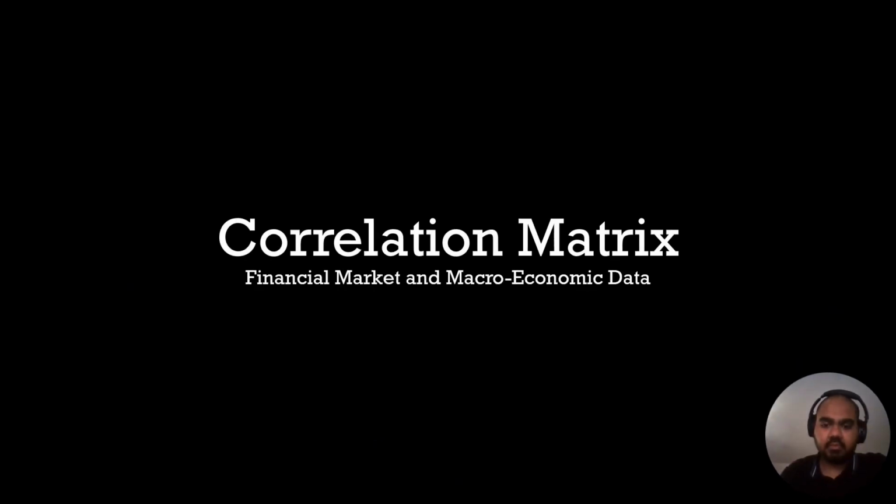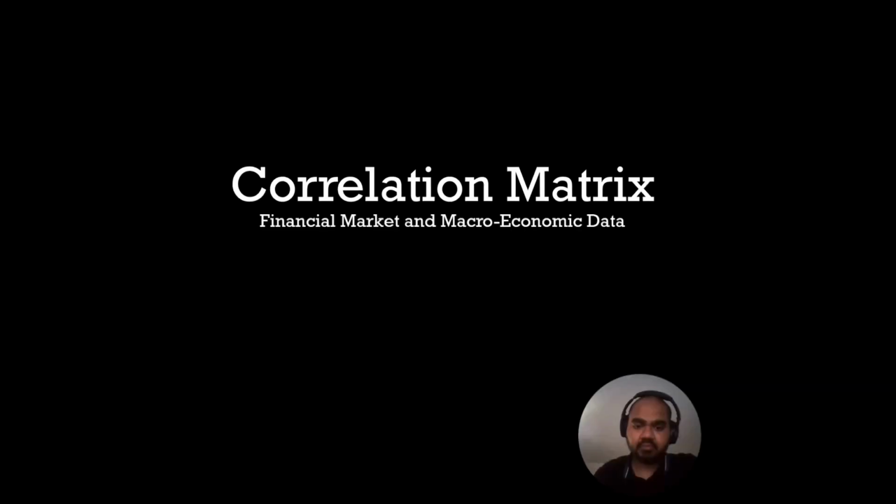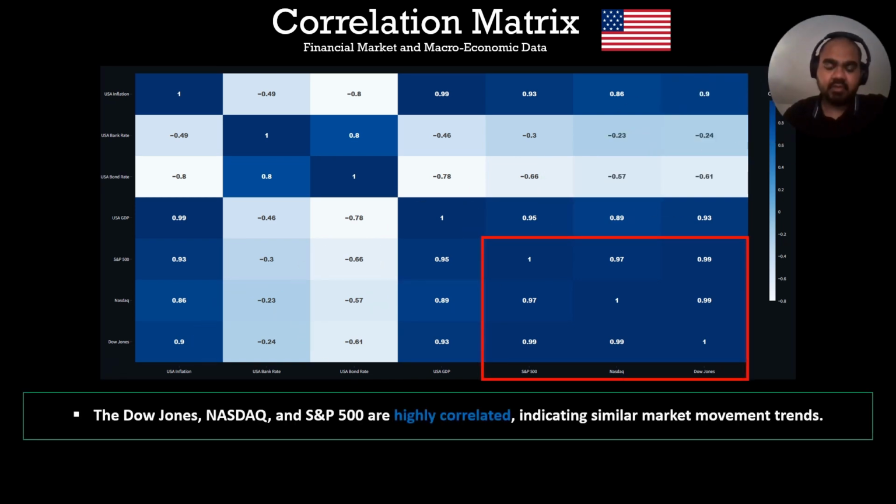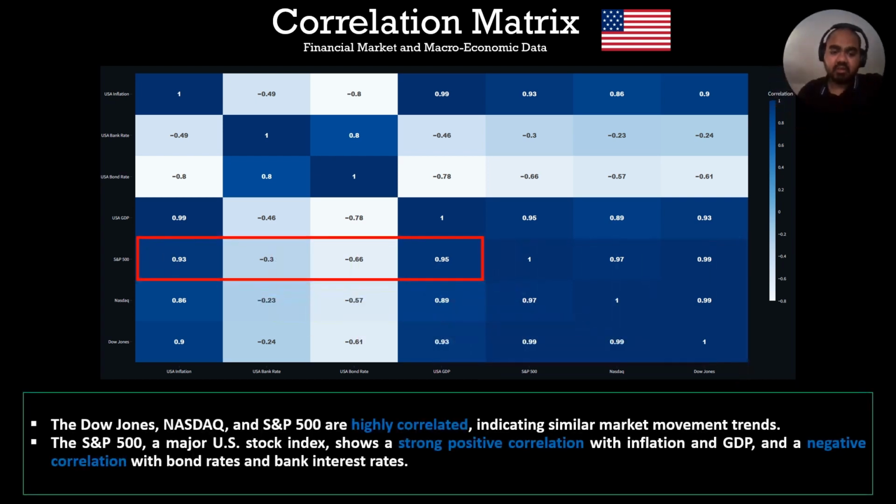Now let's look at the correlation matrix for USA. This is a correlation matrix for USA. You can observe that the Dow Jones, the Nasdaq, and S&P 500 are highly correlated, indicating similar market movements. The S&P 500, a major US stock index, shows a strong positive correlation with inflation and GDP, and negative correlation with bond rates and bank interest rates.